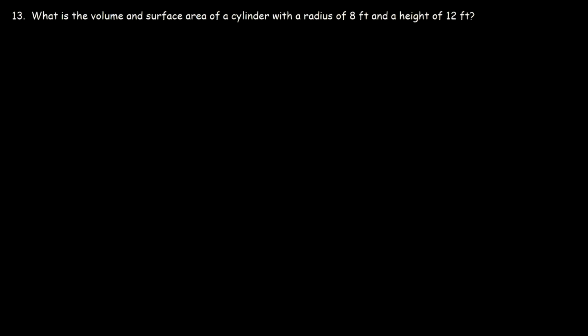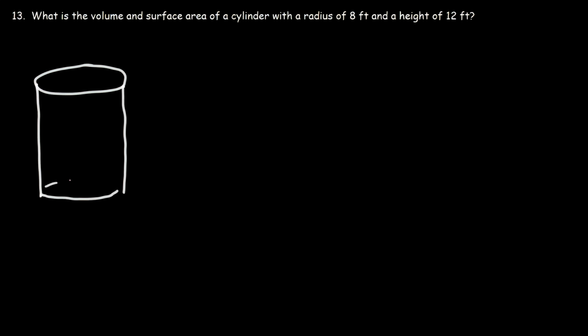Number 13. What is the volume and surface area of a cylinder with a radius of 8 feet and a height of 12 feet? So let's begin by drawing a picture. So here we have a cylinder. Now granted, my drawing is not perfect, but you can make do with it. The radius is 8 feet and the height is 12 feet.